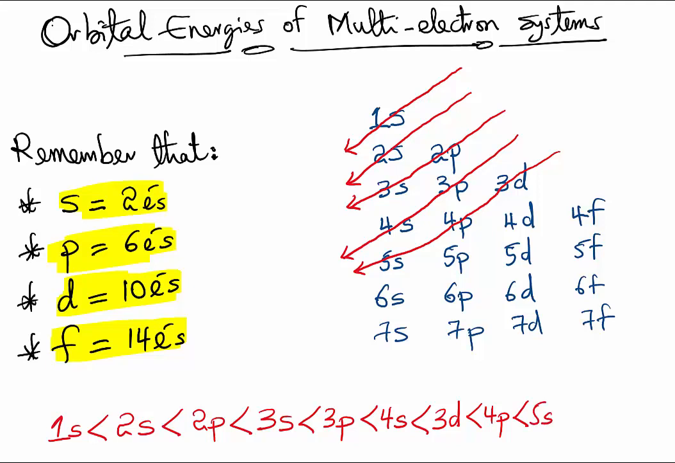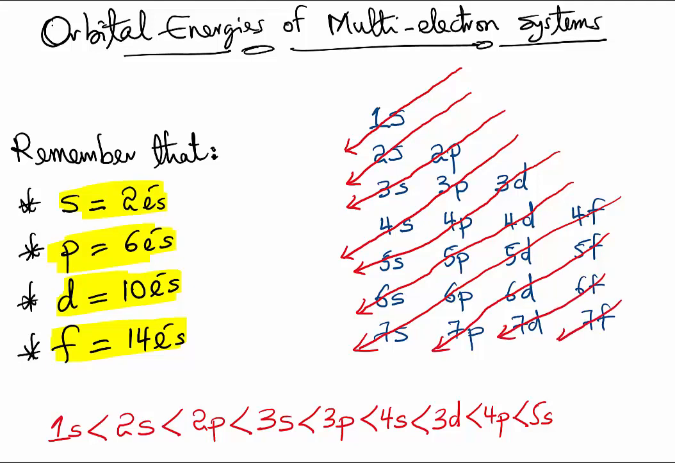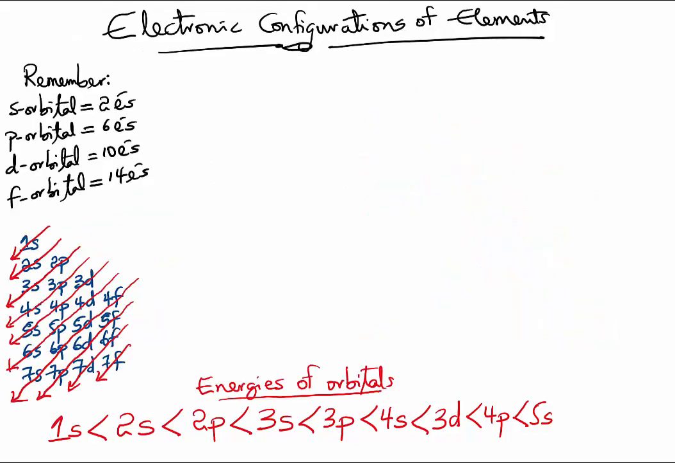And if you continue to shoot the arrows, you will continue to hit the orbital targets as I am indicating. This gives you an idea of how the orbitals in a multi-electron system are arranged. Let us now apply our knowledge to write the electronic configurations of the elements in the periodic table.